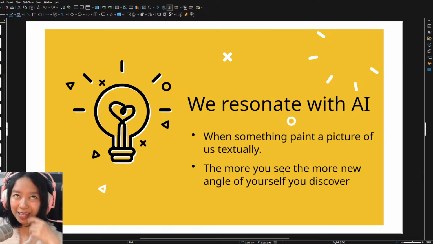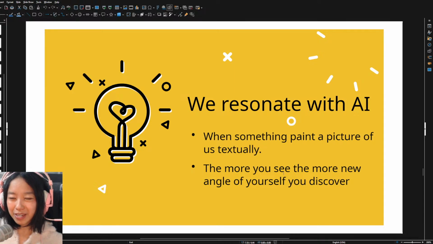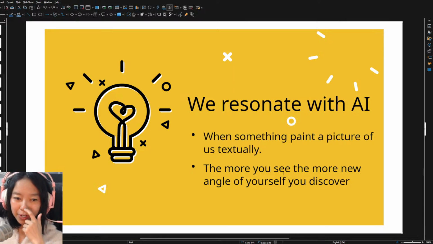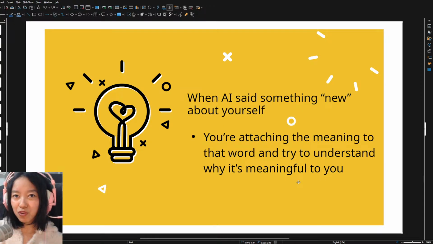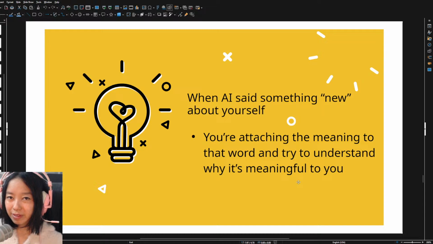That's what I think I experience because I use so many AIs. Right now I use Gemini, GPT, Claude, Grok, Perplexity, and Suno most of the time. So yeah, when AI says something new about yourself, you're attaching meaning to that word and trying to understand why it's meaningful to you. Talking to them, you're getting more and more new information about yourself and why it feels or sounds meaningful to you.